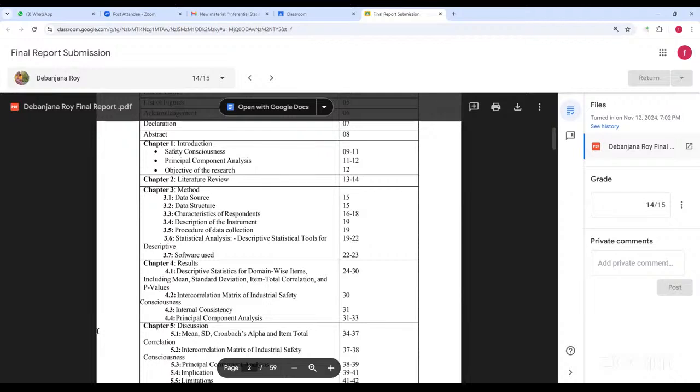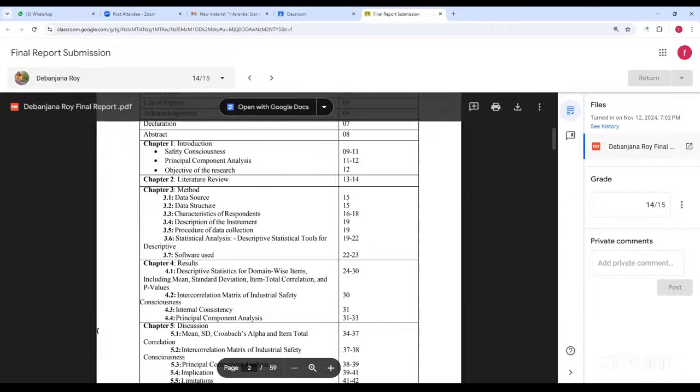The reliability part will be in the description of the instrument, and then the procedure of data collection, that is how the data were collected. These data were collected offline, so the physical presence in person, at the plant, at the industry. So it's a very rare data.